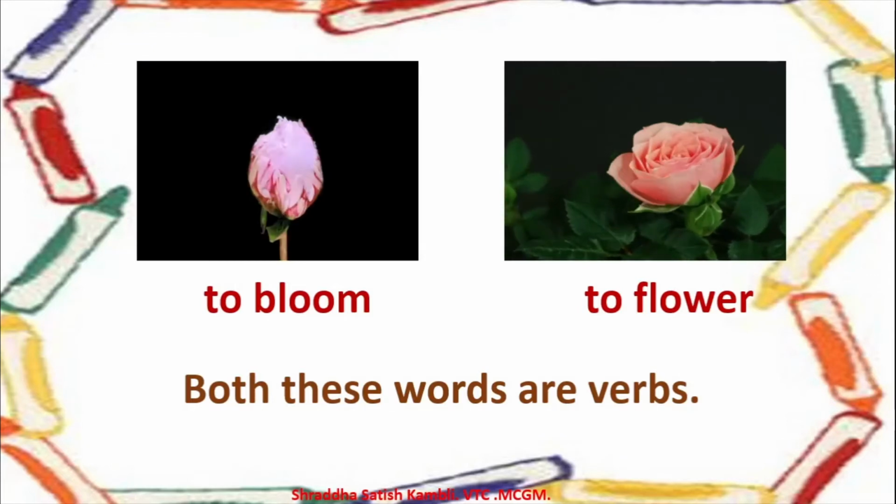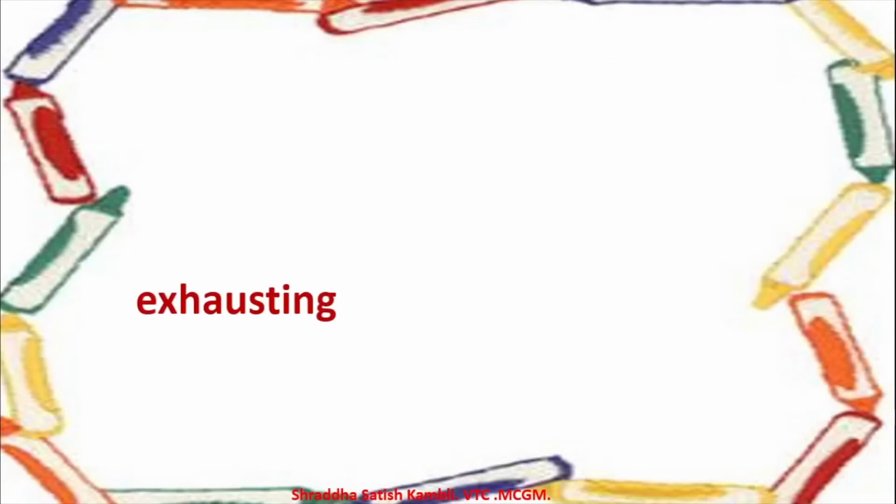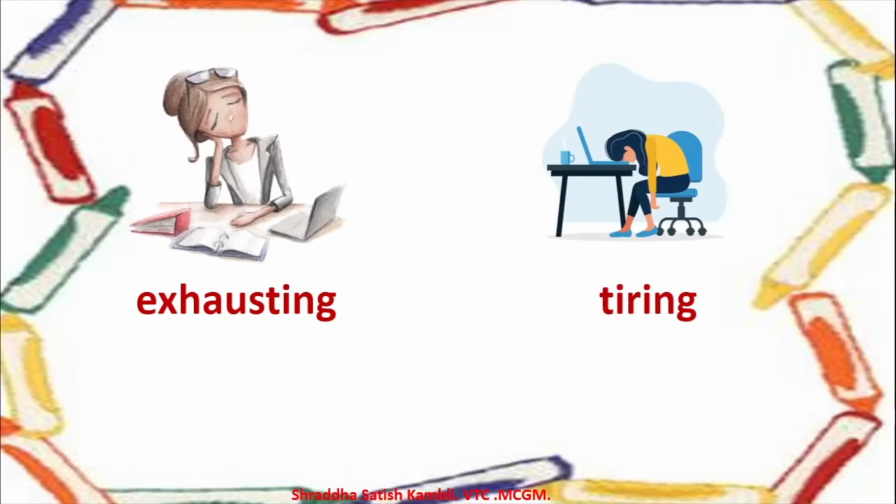Let us go to the next category of synonyms, where we have exhausting and tiring. See, a particular work is exhausting, means it takes the life out of me. Okay, I don't have any energy after doing this work. It is exhausting. In the same way, if you say a particular work is tiring, it means the same, that after doing this work I do not have energy to do anything else. So exhausting and tiring are also synonyms of each other.